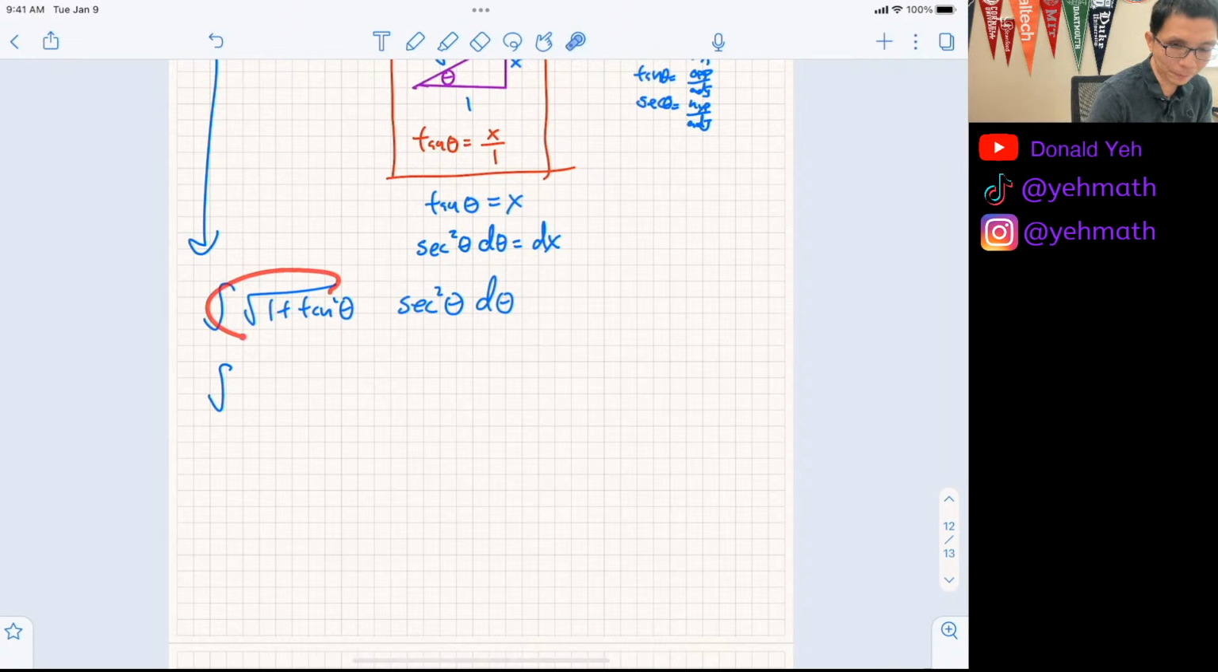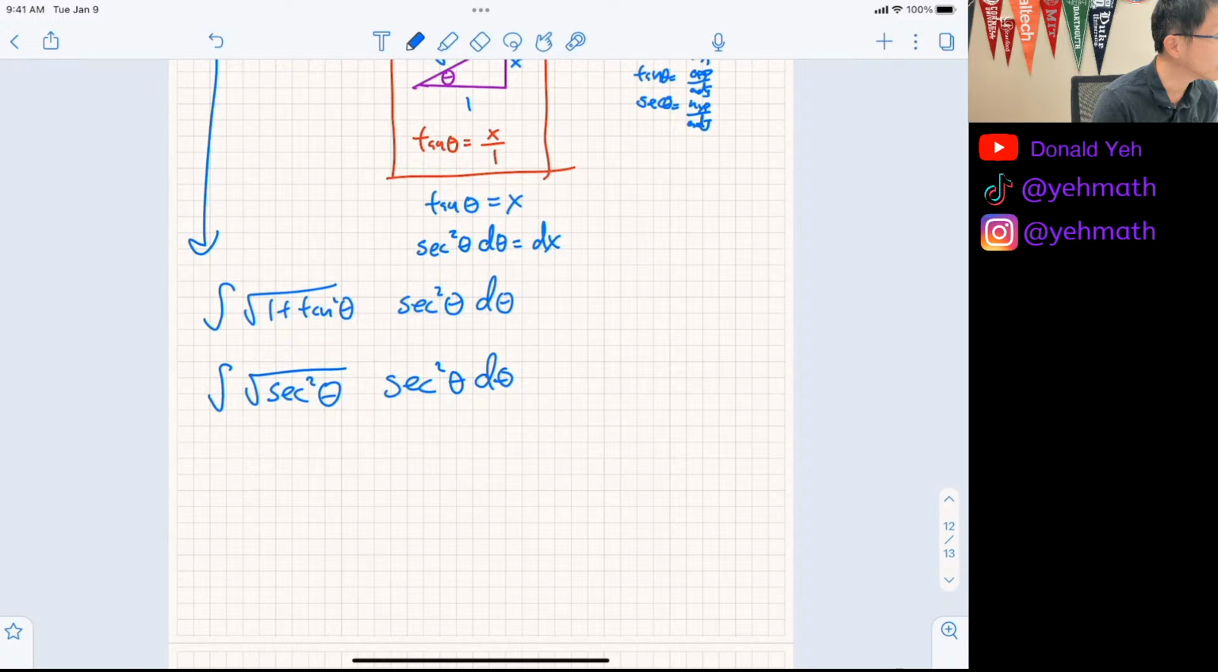How can I simplify this? That becomes the integration of secant squared theta, secant squared theta d theta, right? So that's going to be the integration of secant cubed theta d theta.